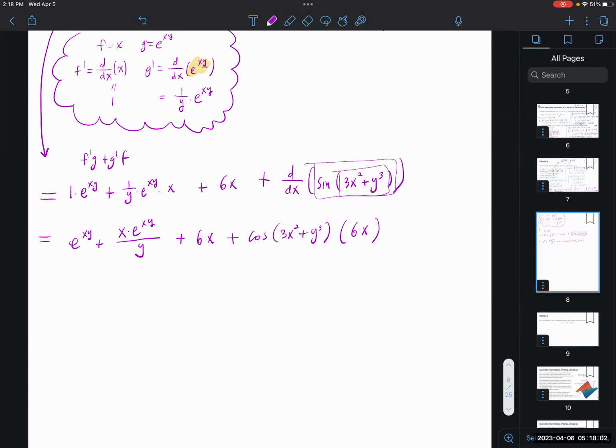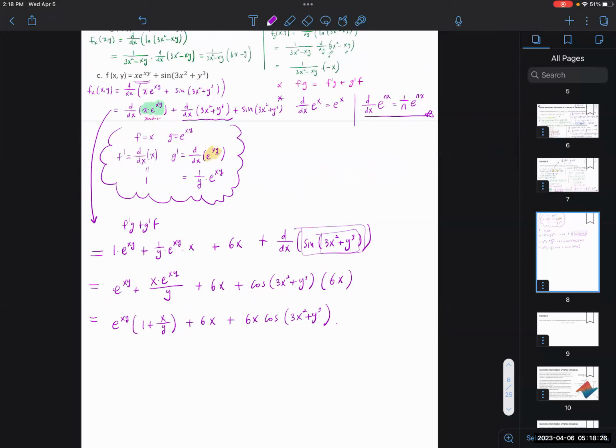It looks a little bit ugly though. So you can combine like terms if you want. e to the xy, 1 plus x over y, plus 6x. And then we do have, I can bring 6x to the front, cosine of 3x squared plus y to the third. So check this answer. I know it's a lot of work, but you can think about it.